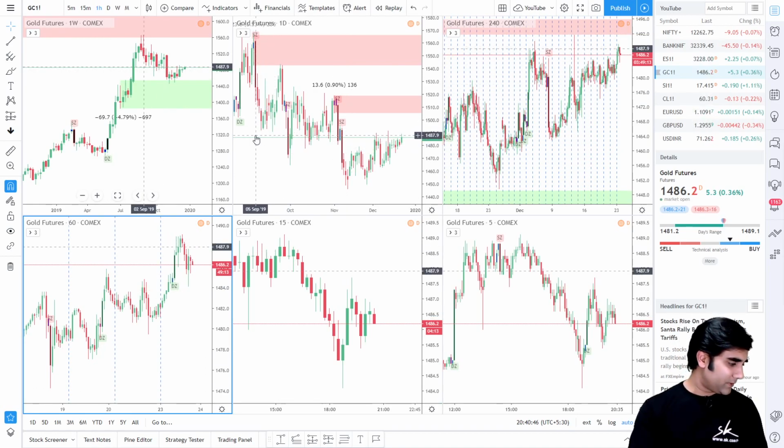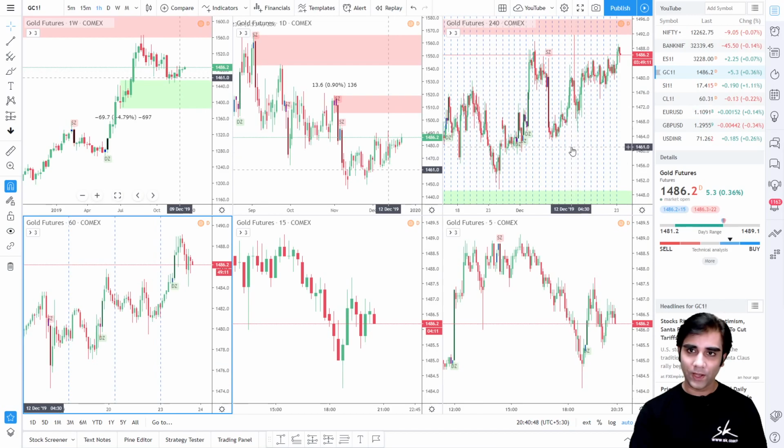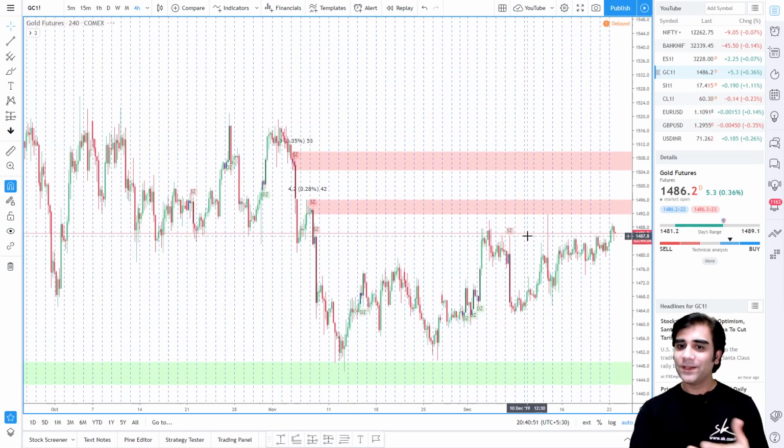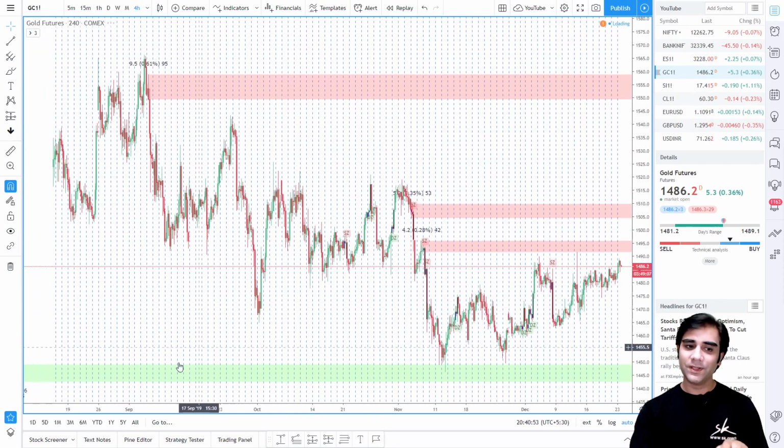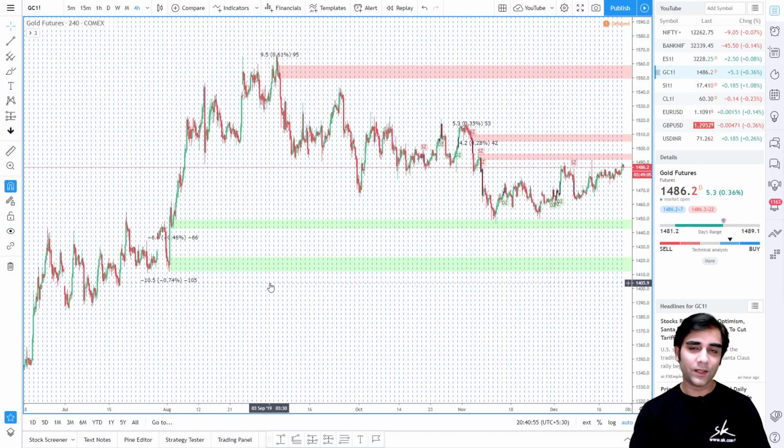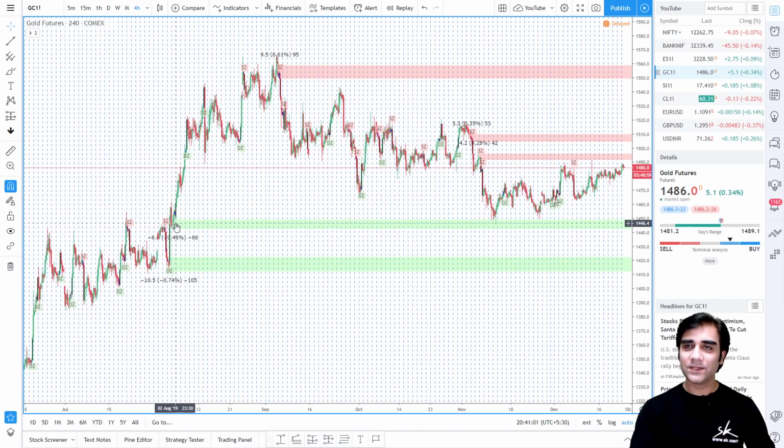So I have noted down some examples. The first one is on gold on the 240 minutes chart. The reason I'm taking these examples is because these are the zones I marked in the previous session. If you go two months back and watch the recording of the Sunday live session where I identified the key demand and supply areas on the chart, you will see that all these areas were planned well in advance.